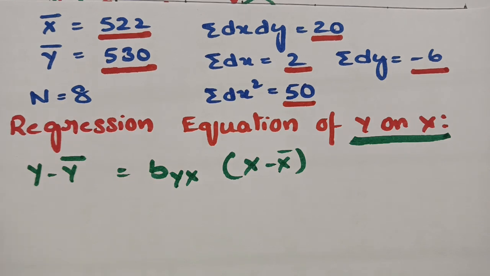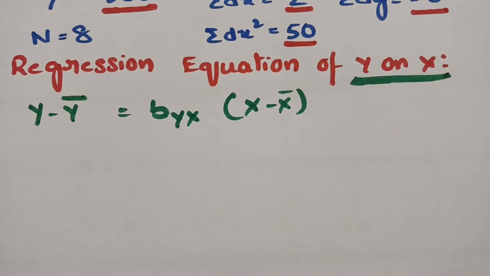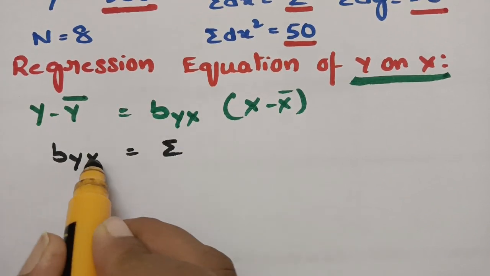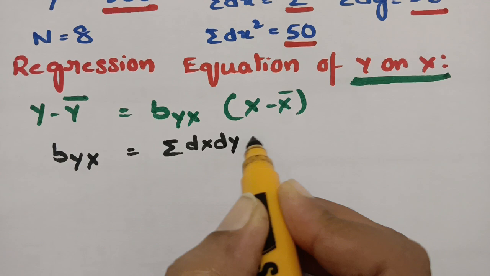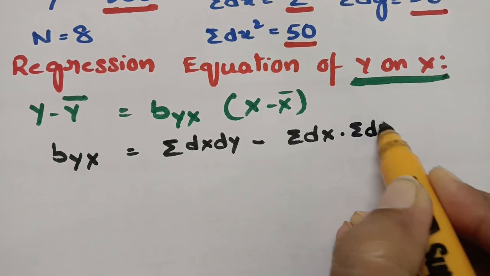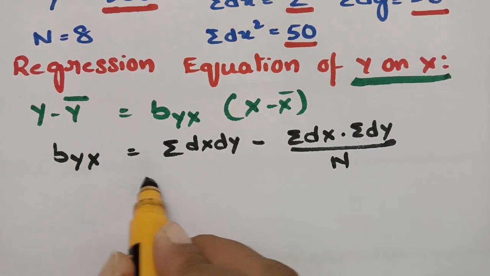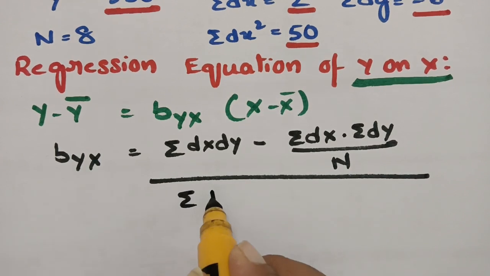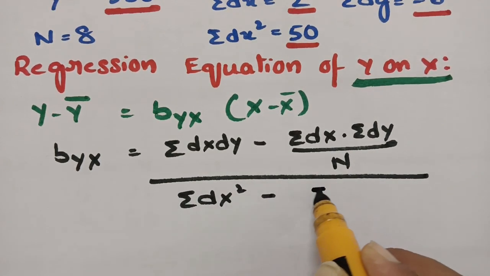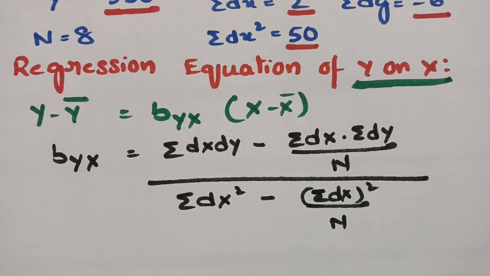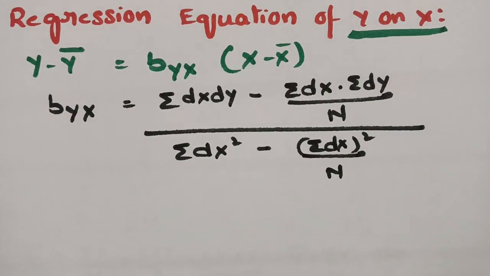And what is this b y x? It is also very easy to remember here. How to calculate? Sigma, we have to multiply these two, dx dy, minus, individually we have to multiply sigma dx into sigma dy by n. Clear? This is y on x, so we need x here. This is sigma dx square minus sigma dx whole square by n.